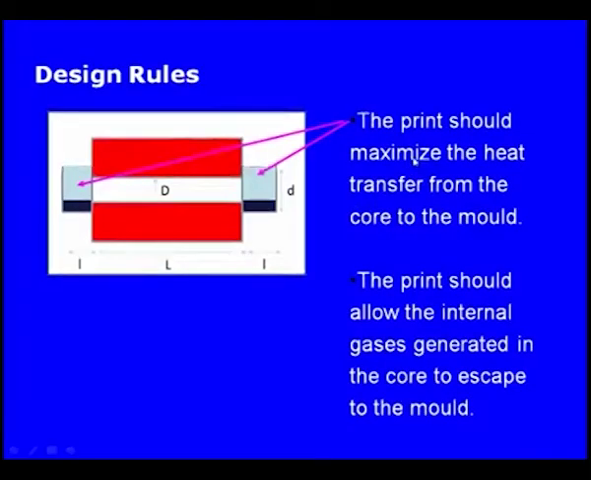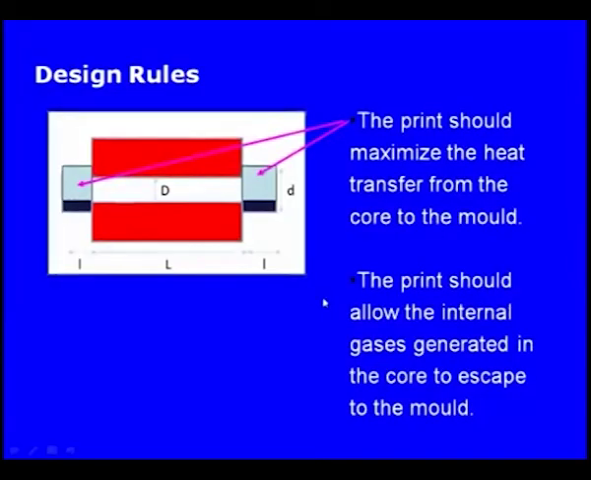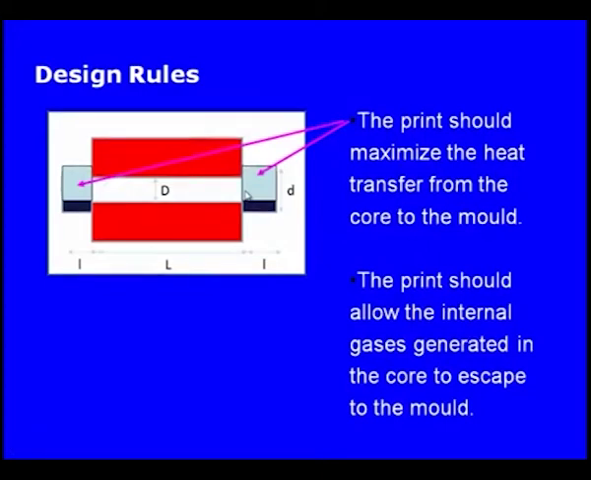Next, the print should maximize the heat transfer from the core to the mold. So, that is another rule. Next, the print should allow the internal gases generated in the core to escape to the mold. Here some gases will be evolved inside the core, and the core must enable these hot gases to escape to the mold and ultimately to the atmosphere. So, generally we try to make holes at the center of the core.